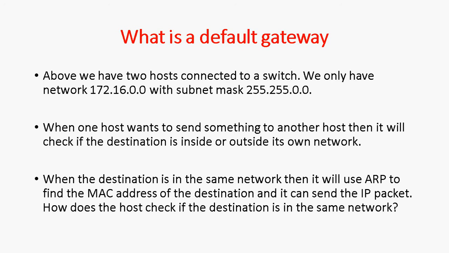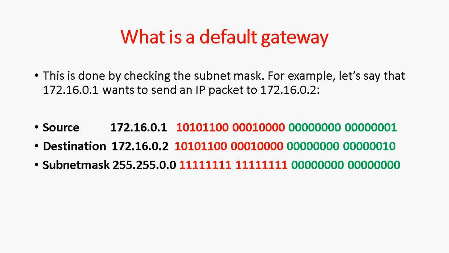So how does the host check if the destination is in the same network or not? This is done by checking the subnet mask. For my example, PC1 is 172.16.0.1 and PC2 is 172.16.0.2. PC1 is considered the source and PC2 the destination, and the subnet mask is 255.255.0.0. The subnet mask 255.255.0.0 means the first 16 bits are network bits and the last 16 bits are host bits. If the network bits are the same, then the destination IP is in the same network. If the first 16 bits are different, the destination is in a different network.